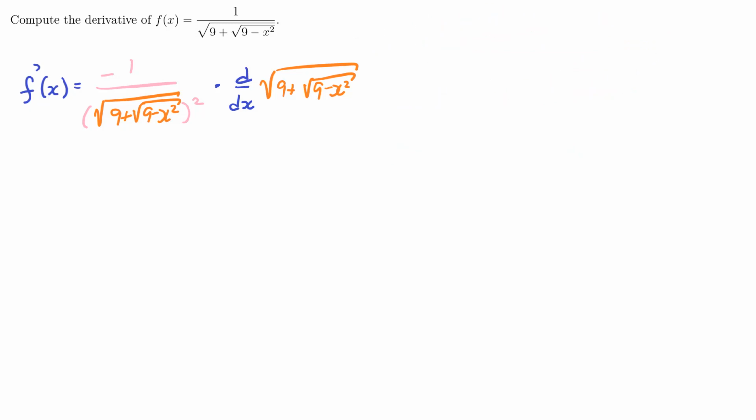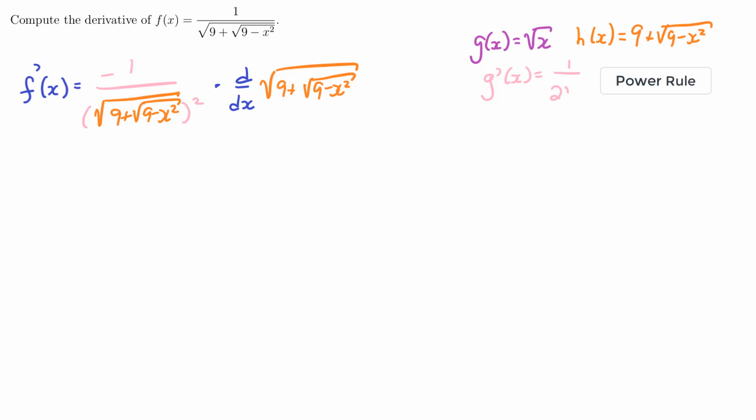Okay, so now we've simplified our problem slightly, but we still need to evaluate this derivative here. And to do that, we're going to need to apply the chain rule again. So let's again identify an outside function g and an inside function h. Here, our outside function is the square root of x, and our inside function is 9 plus the square root of 9 minus x squared. Okay, and we'll also need to find the derivative of g using the power rule. G prime of x is 1 over 2 square root x.